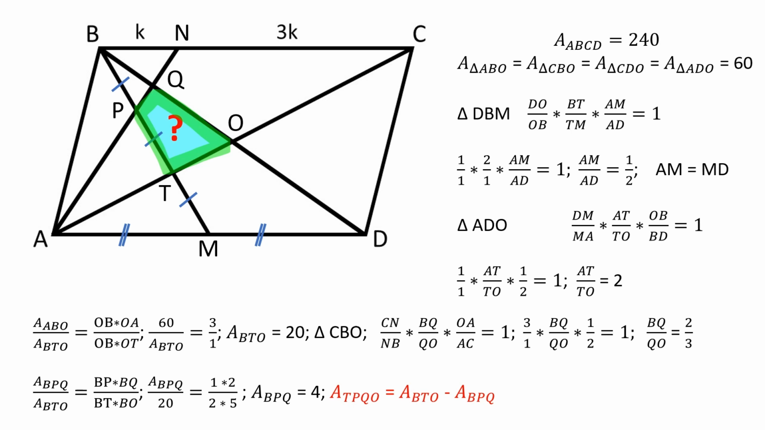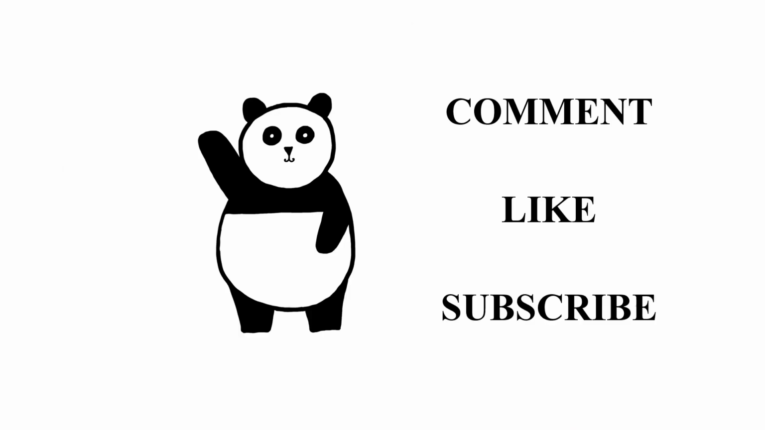The area of the quadrilateral TPQO is equal to the area of the triangle BTO minus the area of the triangle BPQ, which is 16 square units.